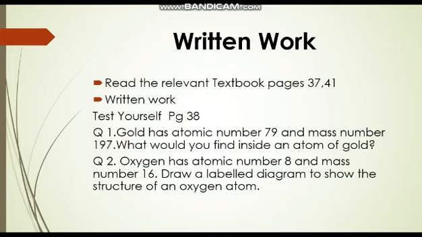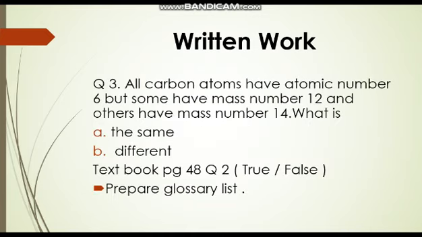Question number 2 is, oxygen has atomic number 8 and mass number 16. Draw a labelled diagram to show the structure of an oxygen atom. You have to draw it in the form of shells and you have to fill the shells according to the atomic number, that is 8. 2 electrons in the first shell and 6 electrons in the second shell.